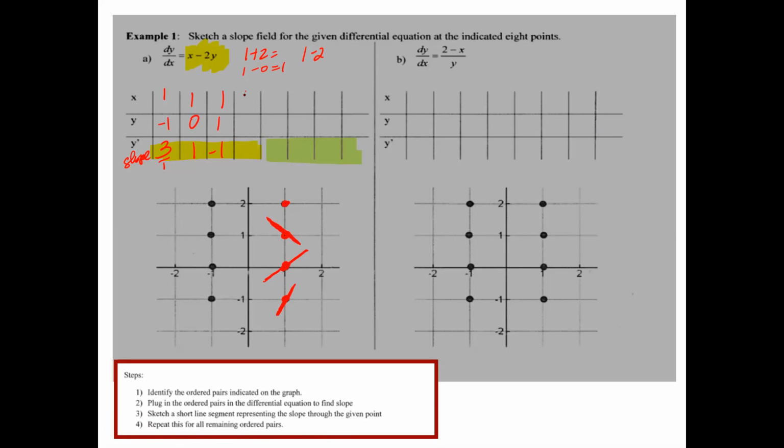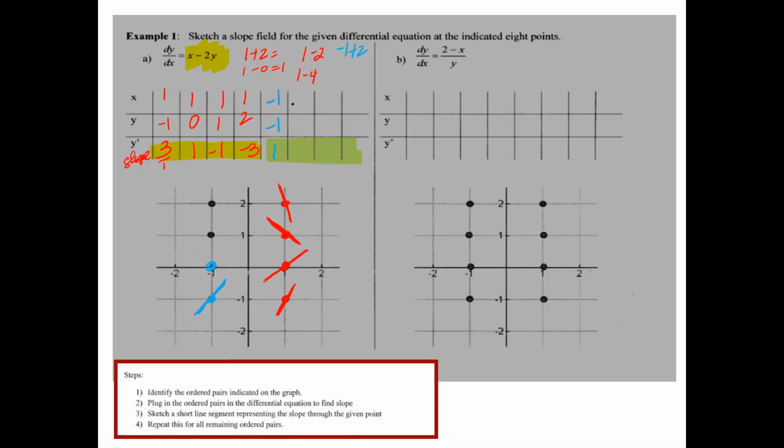Next point you have is at 1, 2. So you're going to have a 1 minus 4. So that's a negative 3. So something like that. Let's continue on with the next part. Here you have a negative 1, which means you have a negative 1 plus 2. So that's a positive 1. So this will just have a positive 1 slope.